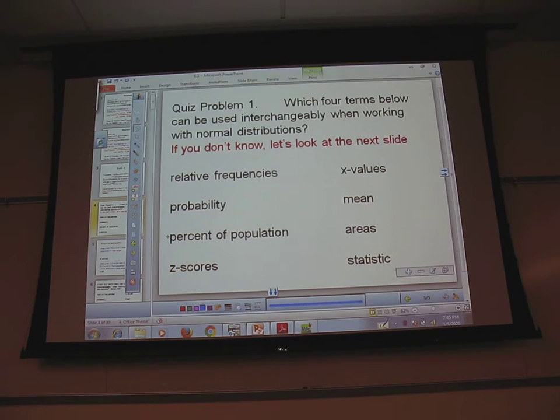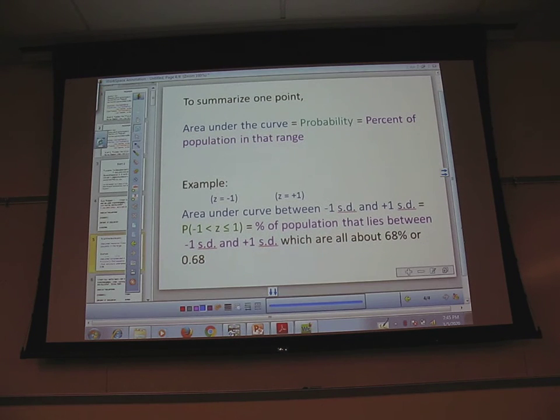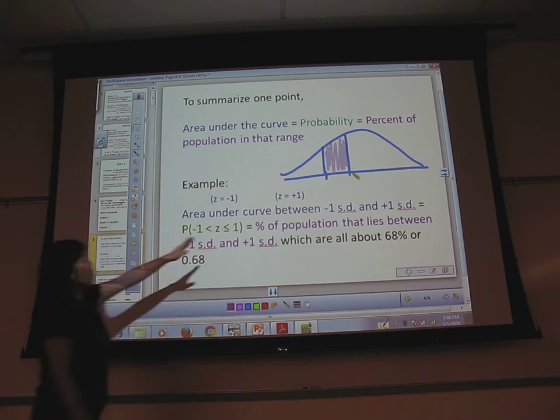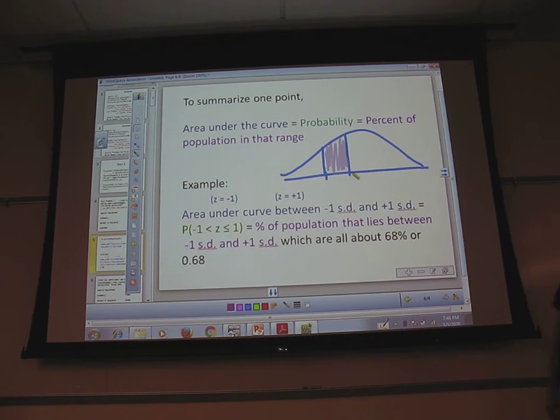All right, so let's take a look. Let's get a reader. Gina, go ahead and read the top part. To summarize one point, area under the curve equals probability equals percent of population. Perfect. So here is my curve. This is the area underneath. So between these 2 values, this is the area underneath that curve, right?